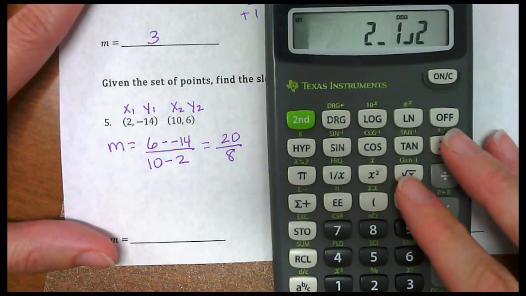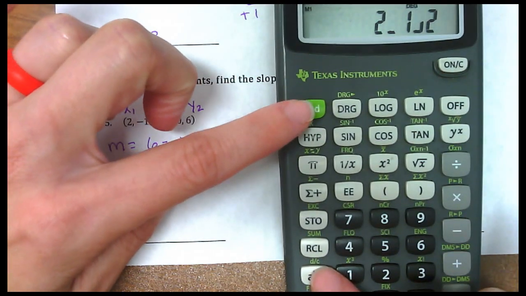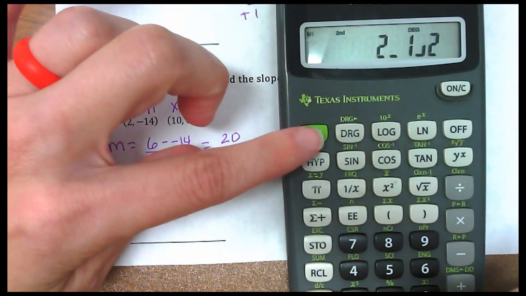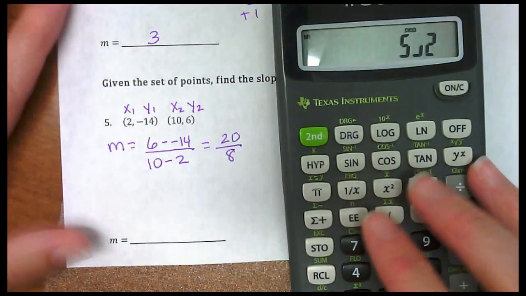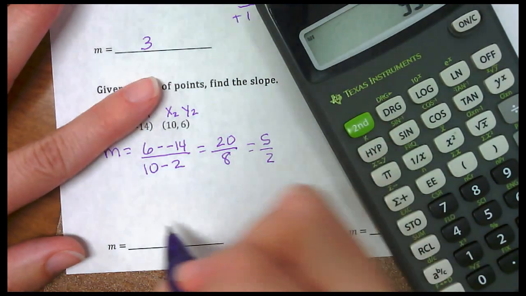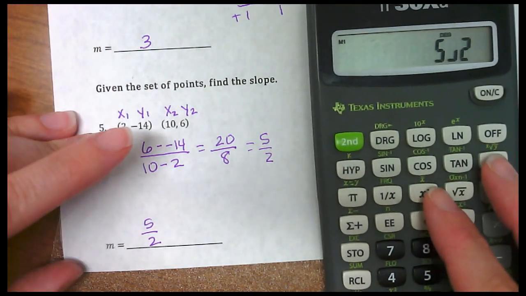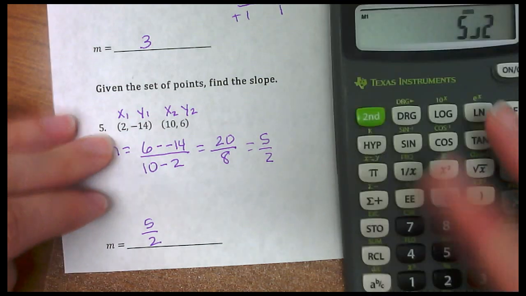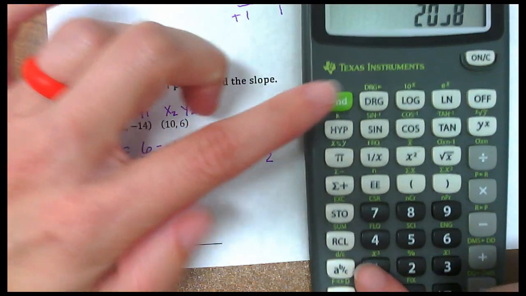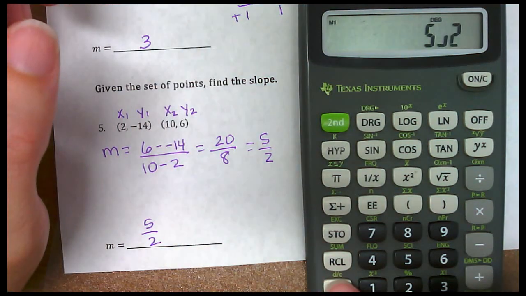I get 2.5. We don't want to put our answer as a mixed number. You can hit this button that says second and the fraction key, and it will give you your improper fraction of 5/2. We don't want to leave slope as a mixed number. We want to leave it as an improper fraction, so 5/2. That button again, if you need to see it one more time, 20/8, and then I hit second and the fraction key. Second fraction key.